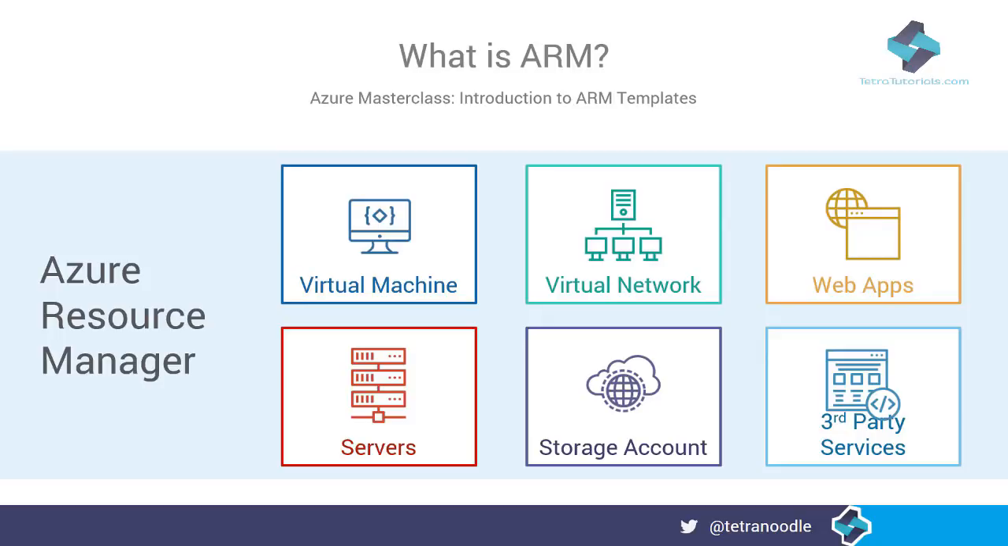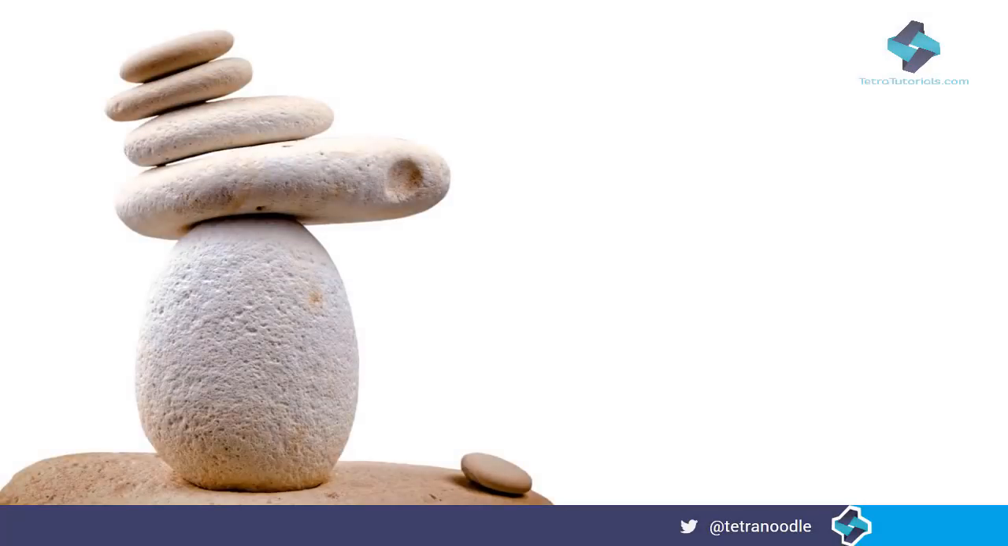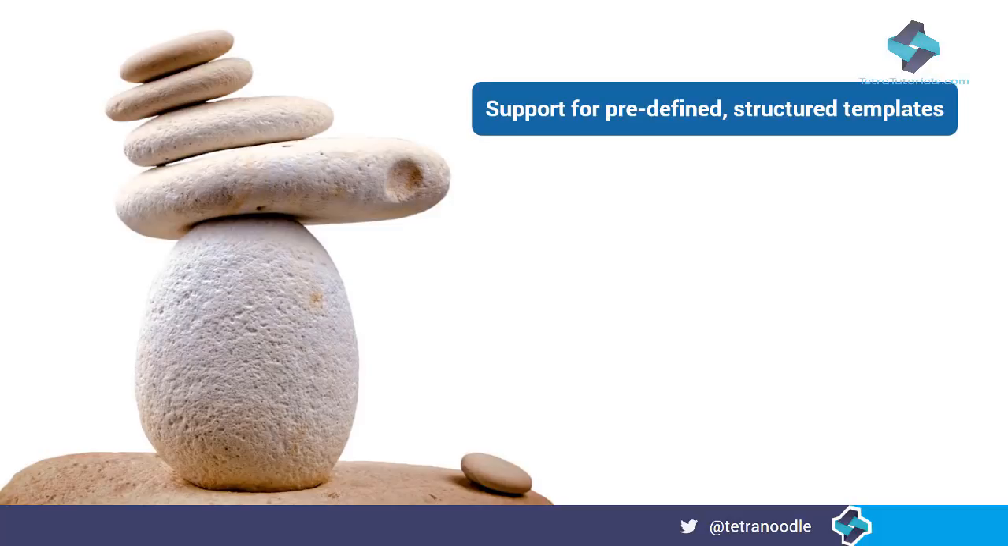The Azure ARM allows you to work with all of these components of your application as a group. You can use the Azure ARM to deploy, update, or delete all the resources for your solution in a single operation. Let's look at some of the features and benefits of the Azure ARM. The Azure Resource Manager allows you to use predefined, structured templates for deployment. These templates also work for different environments such as testing, staging, and production.